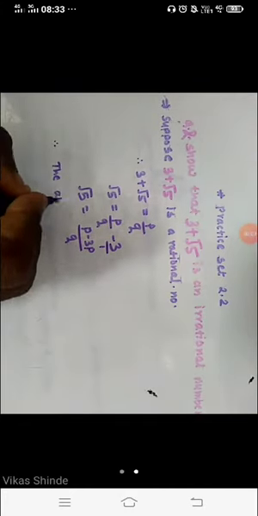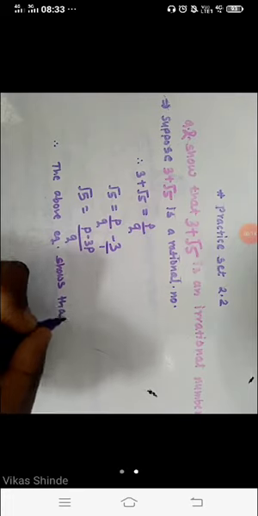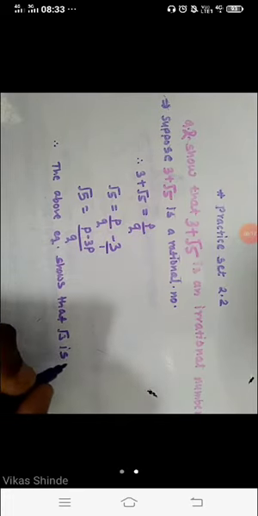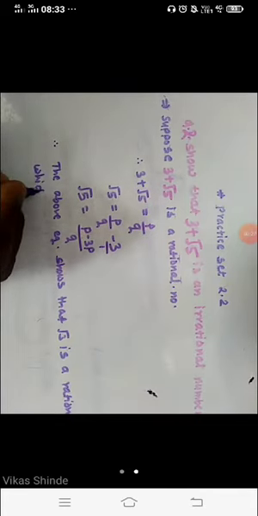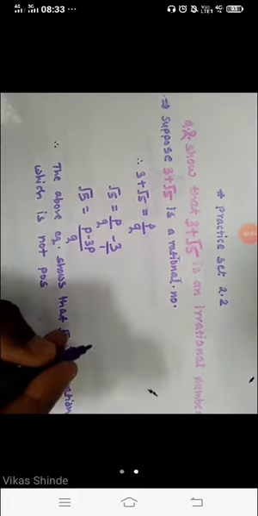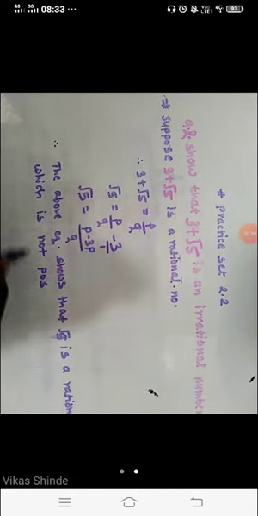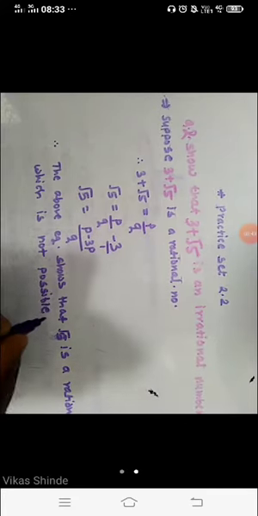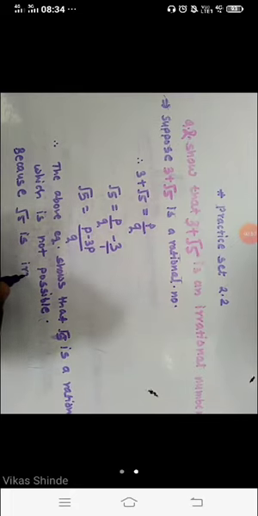The above equation shows that under root of 5 is a rational number, which is not possible, because under root of 5 is an irrational number.